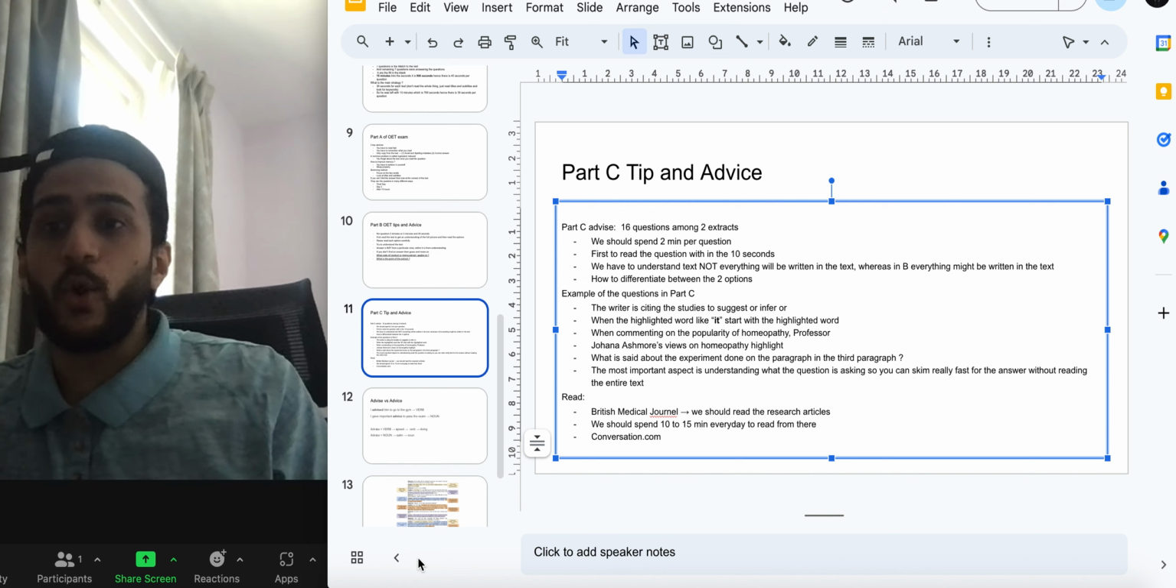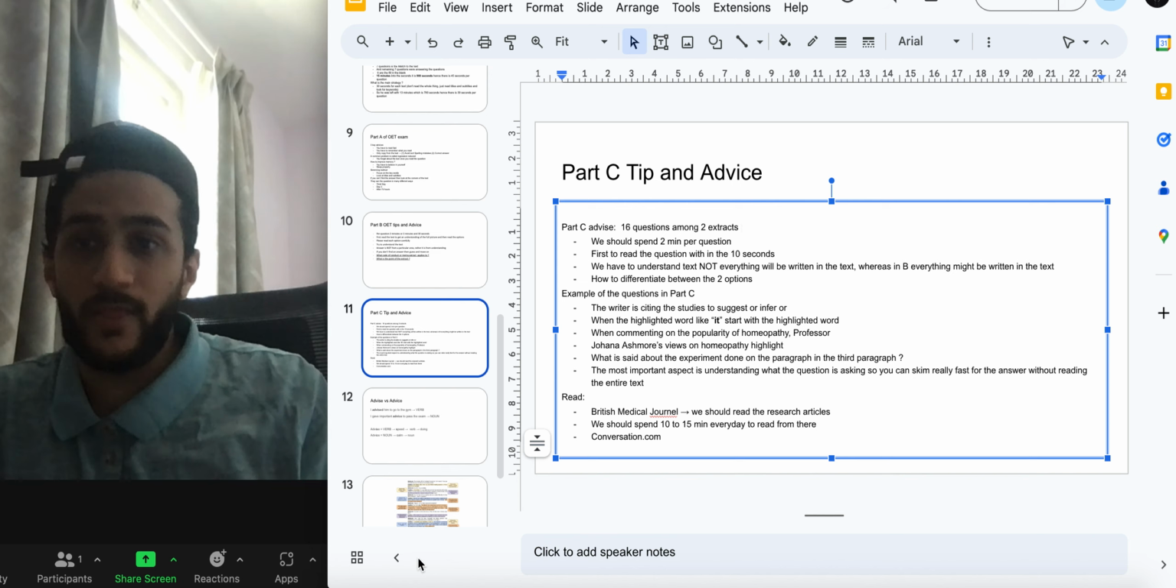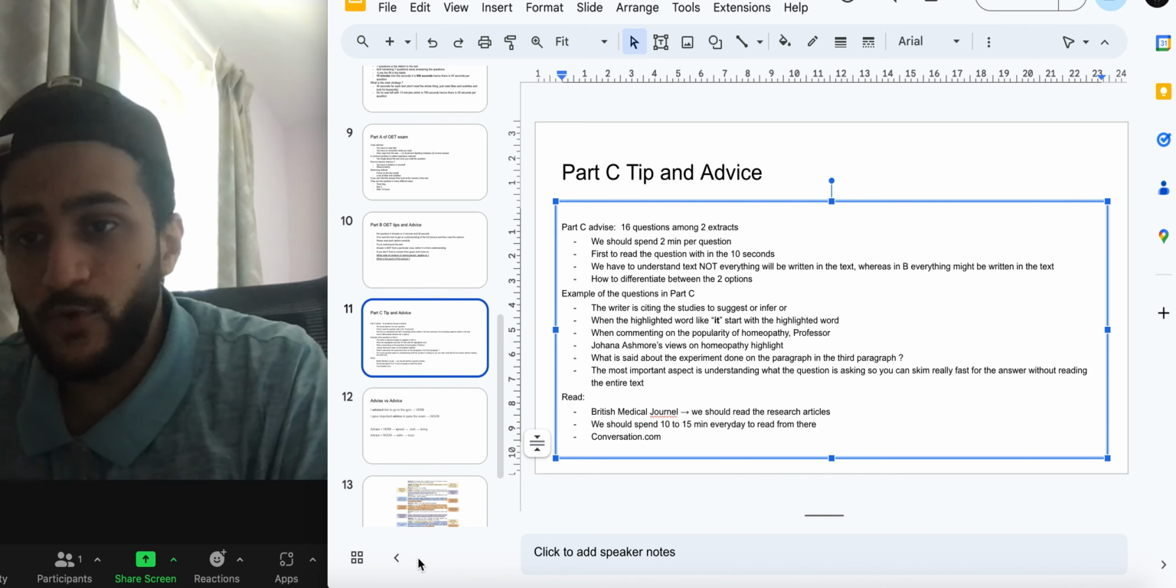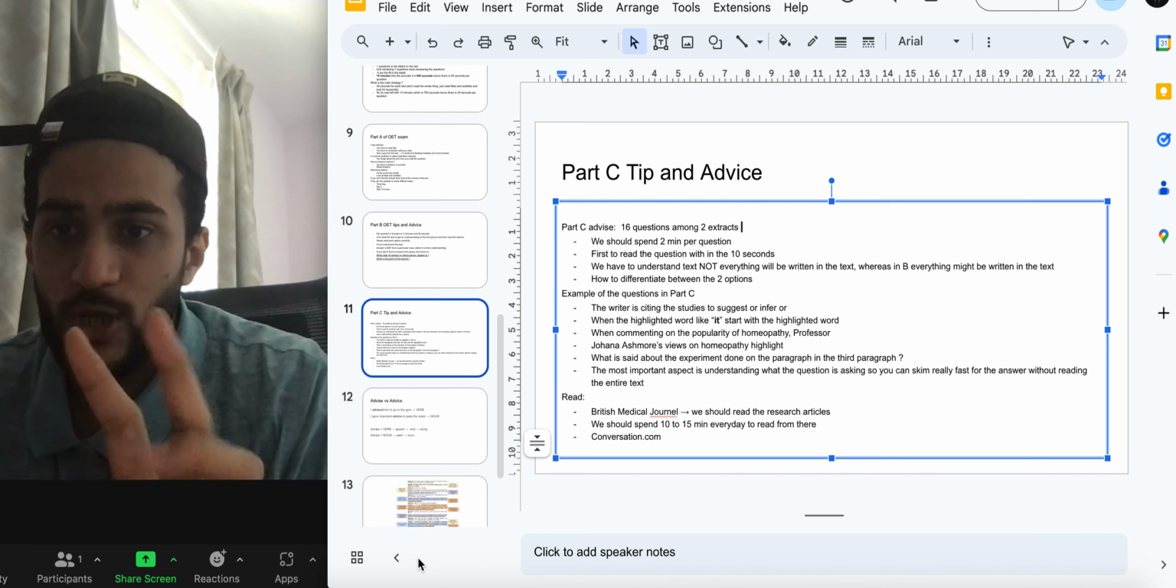Today we're going to be speaking about OET Part C and its advice. Honestly guys, this is one of the hardest parts of the exam, in my opinion, in the whole exam. And of course, the reading section is the hardest part. So you're going to have a total of 16 questions in this part, 8 and 8 divided up among 2 extracts. And there's going to be 4 options.